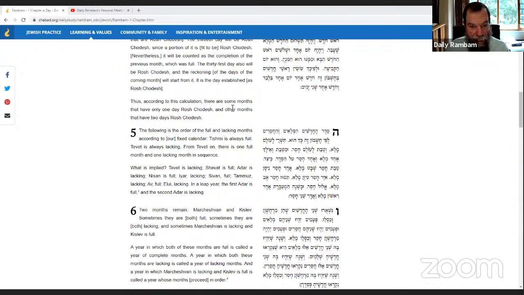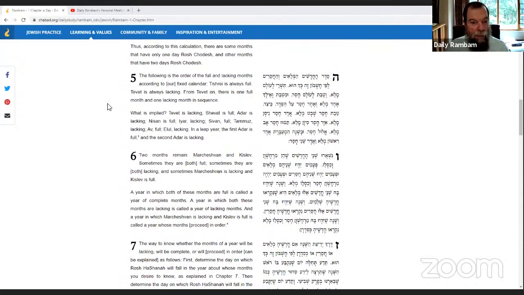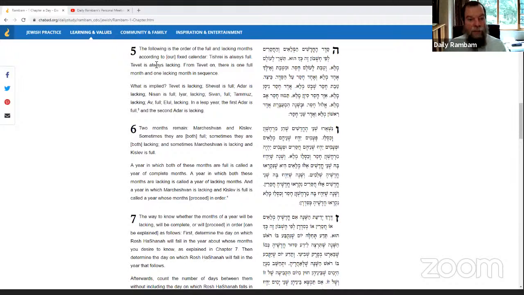Thus, according to this calculation, there are some months that have only 1 day Rosh Chodesh and other months that have 2 days. Number 5. The following is the order of the full and lacking months according to our fixed calendar. So there are certain months, he's going to tell us now, that are always full, always 30 days. Certain months that are always lacking, always 29 days. And certain months that can go either way. They fluctuate. So Tishrei is always full. Tevet, this month that is coming now to an end, is always lacking. It's always 29 days, which means that Shvat will always have 1 day Rosh Chodesh.